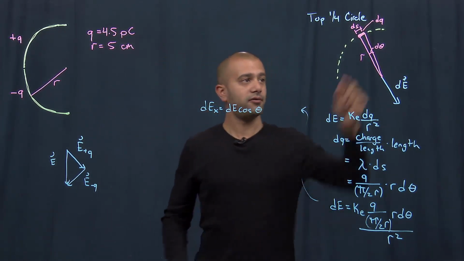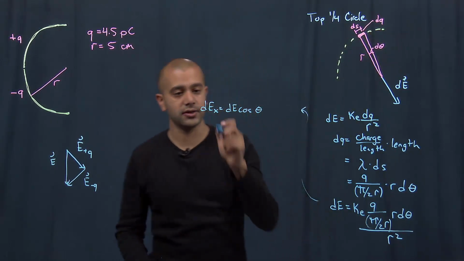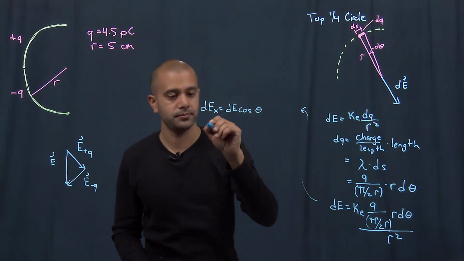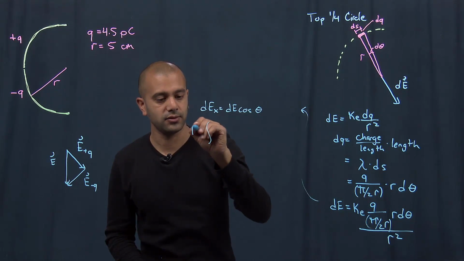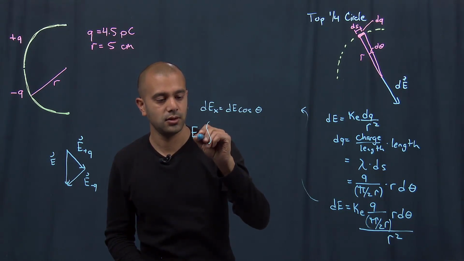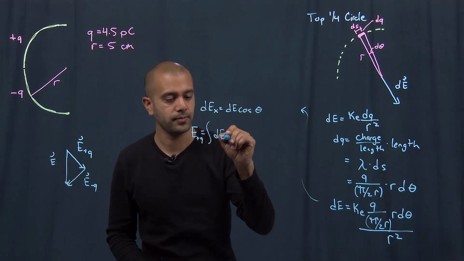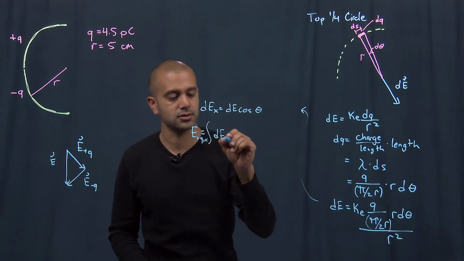And if I want to find the field due to this entire quarter circle, I have to integrate this over the entire quarter circle. So the field due to the positive charge, say positive q, is the integral of this. Let me say E_x too, because it's in the x direction.